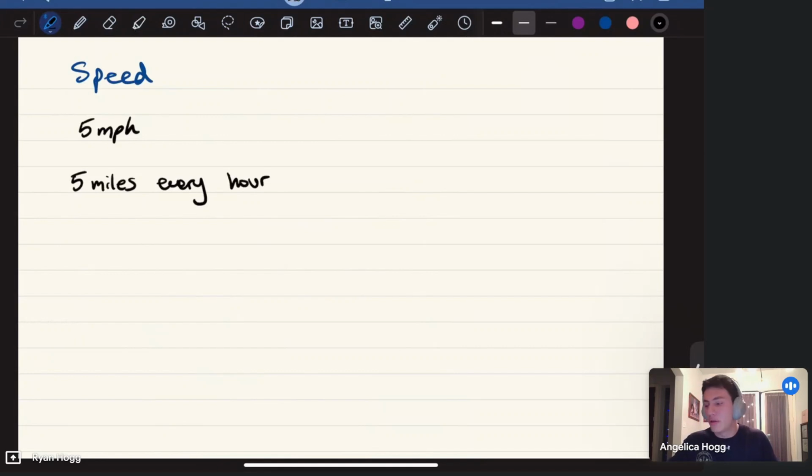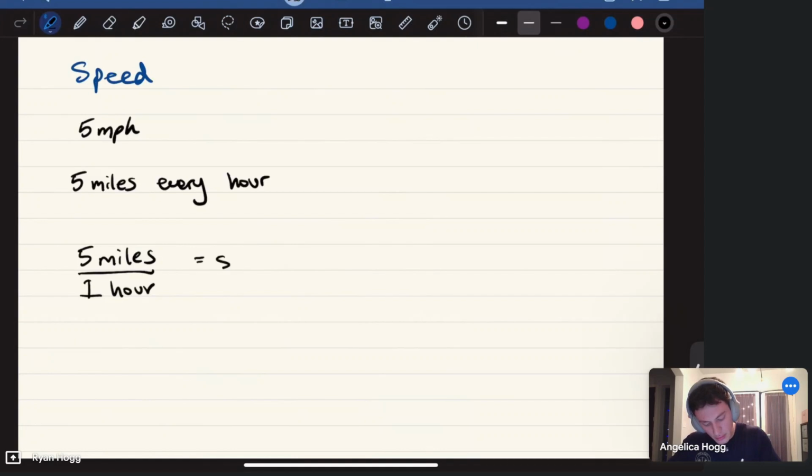So that would be if you're running and you're running 5 miles per hour. Every hour that goes by, you're going to have covered 5 more miles, as long as you're the same speed throughout that whole time. And if we look at this more carefully, we'll say that this is 5 miles for every 1 hour. And that's our speed.